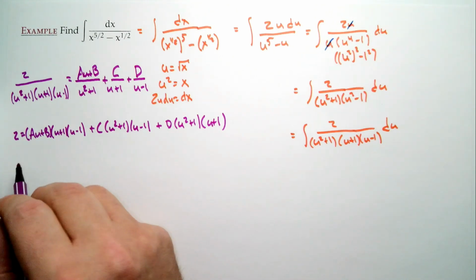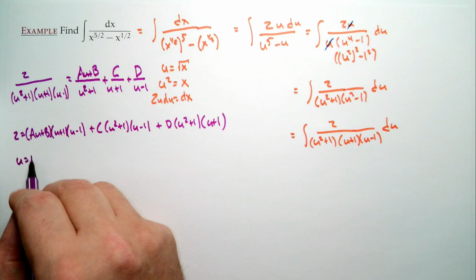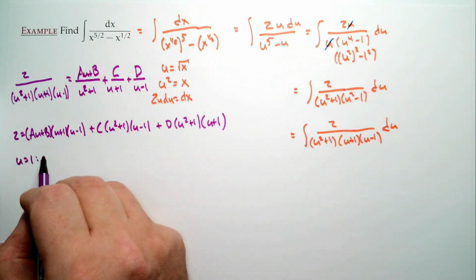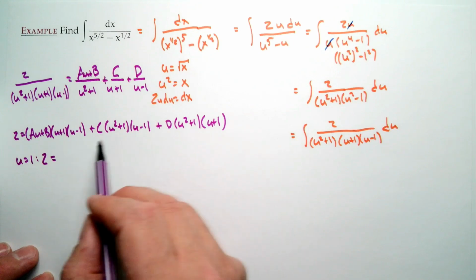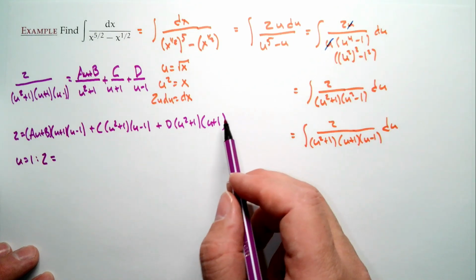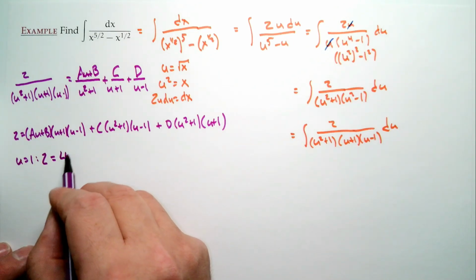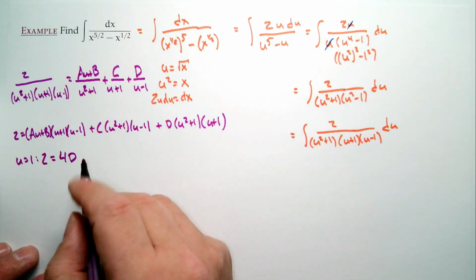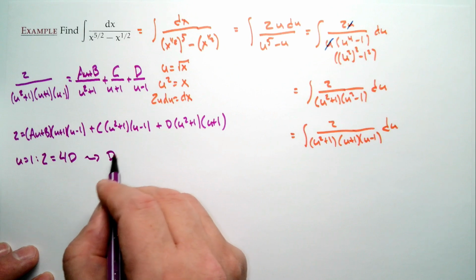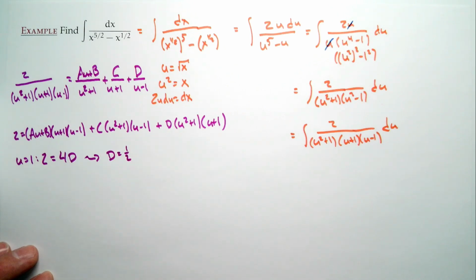1. All right, so we'll choose u equals 1. On the left-hand side we get 2. Over here the first term will go away, the second will go away, and the last one will become 4, because we have 1 squared plus 1, which is 2, and 1 plus 1, which is 2. All right, so now we know that d should be a half. Any other good choices?